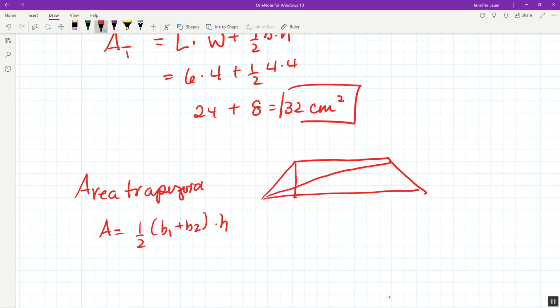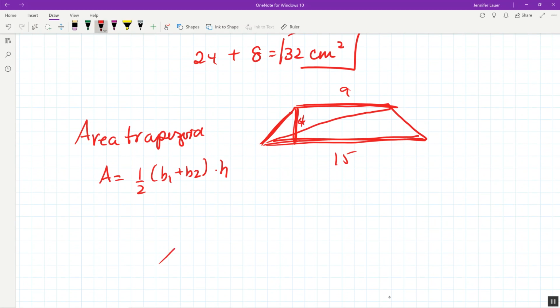So once we have that taken care of, you've got your base, and it doesn't really matter what you call base 1 and what you call base 2. You could just work it out. You just need to make sure you know the true height. This is not the height. This would be the height right here. So you can do it that way.